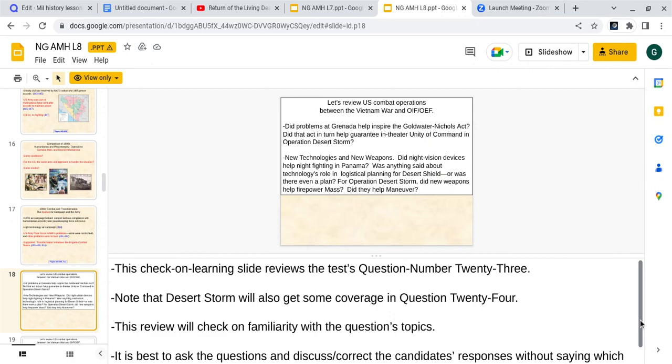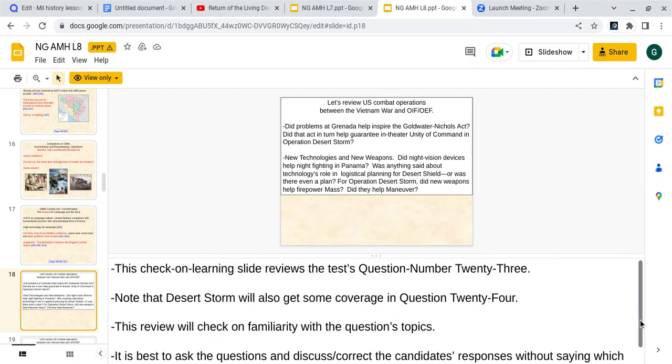So did problems at Grenada help inspire the Goldwater-Nichols Act? Yes. We needed better unity of command in theaters. Did that act in turn help guarantee in-theater unity of command in Operation Desert Storm? Yes, it did. As for new technologies and new weapons, did night vision devices help night fighting in Panama? Yes, night fighting technology did help with the fighting in Panama.